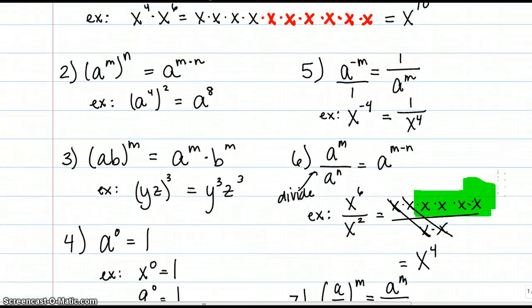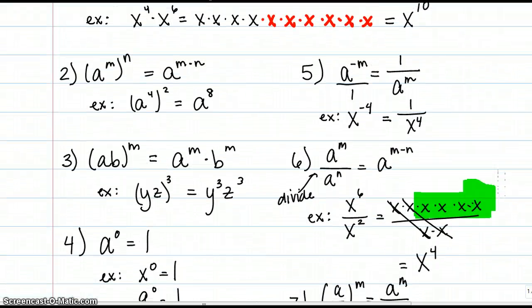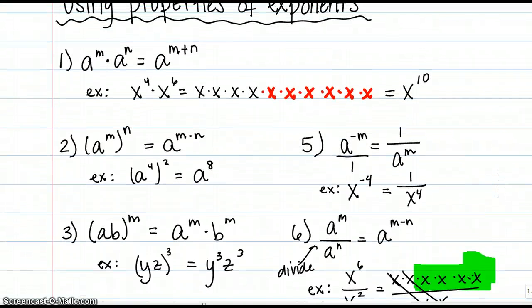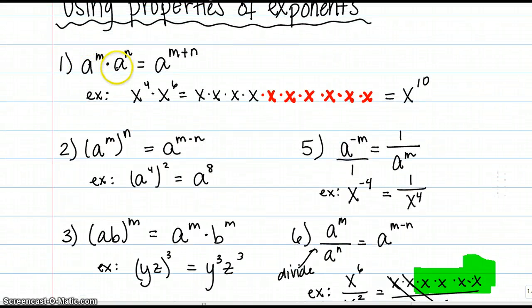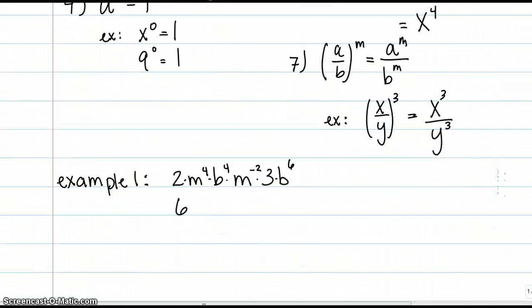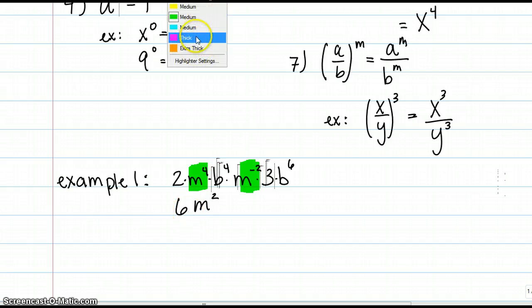So you just have to be careful you're doing the correct operation on your numbers. So remember back to rule 1. Anytime you multiply values with the same base, you can add their exponents. So let's do that. If I'm multiplying m to the 4th and m to the negative 2, I can add their exponents. So 4 plus negative 2 is just 2. And then I can move to my b's.